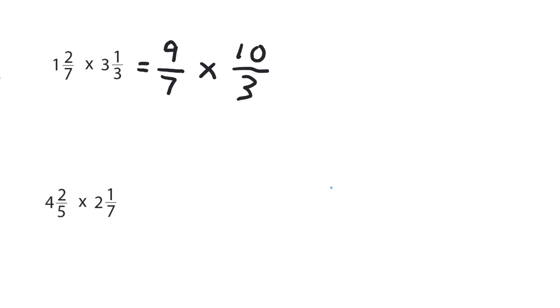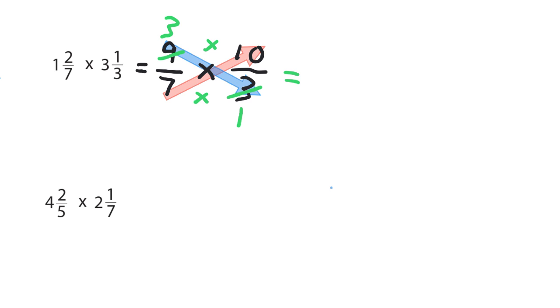So the second step then is to see if you can simplify diagonally, cross-reducing we call it. With the 7 and the 10, we are not able to. The greatest common factor is 1, so they'll just remain the same. But with the 3 and the 9, we can. The greatest common factor for 3 and 9 is 3. So we'll divide 3 by 3 to get 1, and 9 by 3 to get 3. Then we can do 3 times 10, and we can do 7 times 1. 3 times 10 is 30. 7 times 1 is 7.